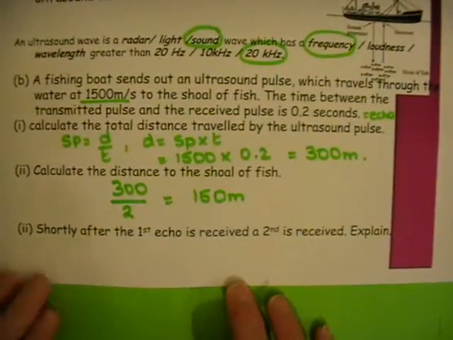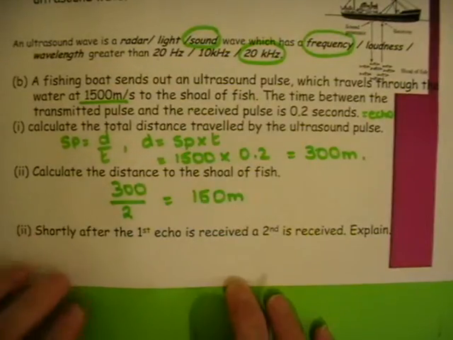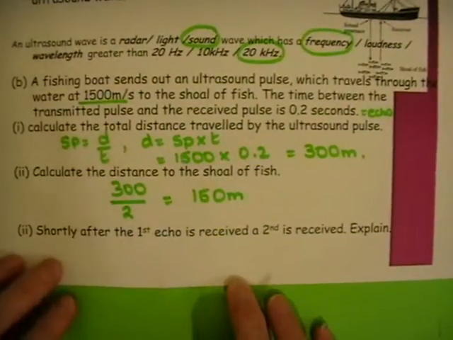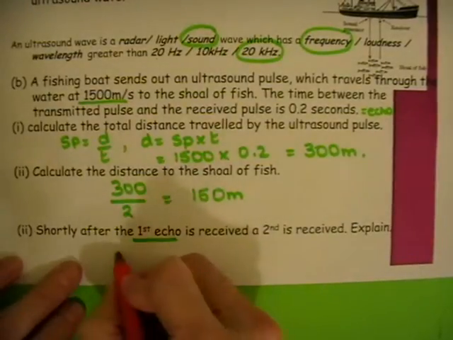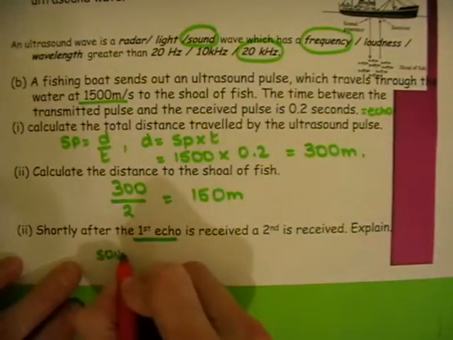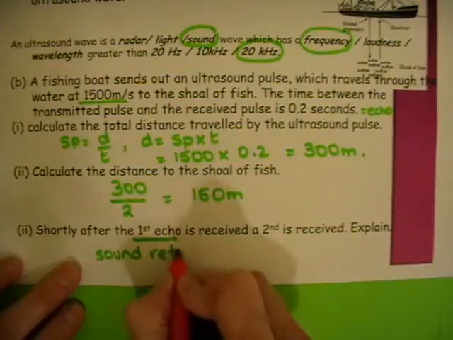Shortly after the first echo is received, a second is received. Explain. The most likely explanation is that they've got the first echo from the fish, and the second echo is the sound returning from the seabed beneath.